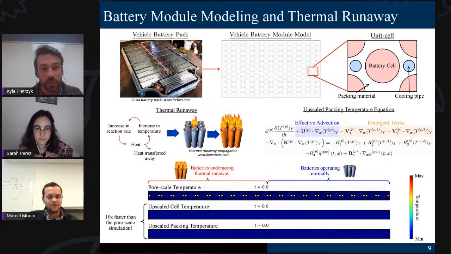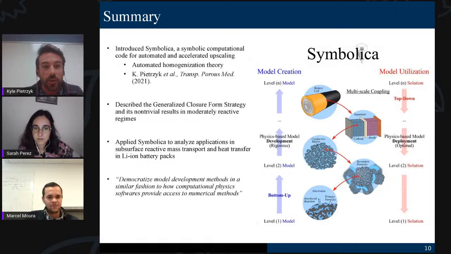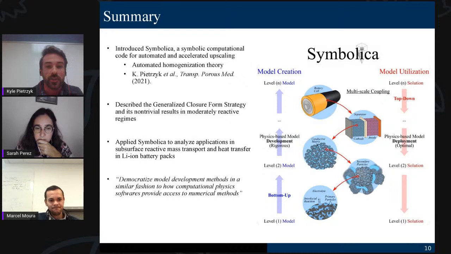All right, so with that, I'll summarize and say that I was able to introduce Symbolica, symbolic computational code for automated accelerated upscaling. And here we just automated homogenization theory, and you can find more details in our publication. And then I described some of our more recent work, which was developing the generalized closure form strategy and revealed some of its non-trivial results. And then I showed two applications of Symbolica, one in subsurface reactive transport with my undergraduate interns, and then one in heat transfer with the ion battery packs.